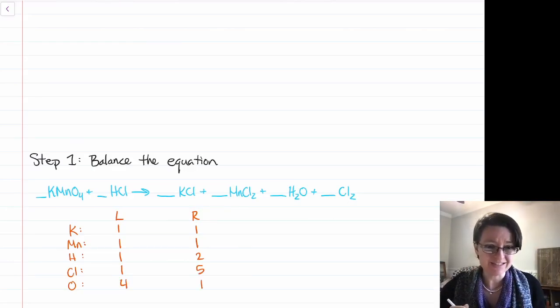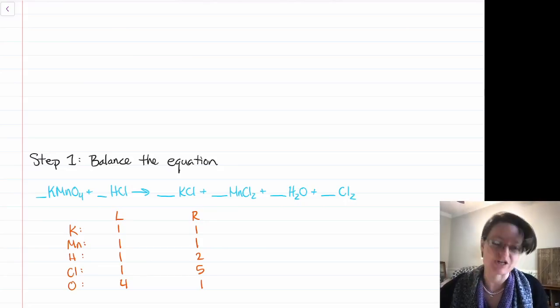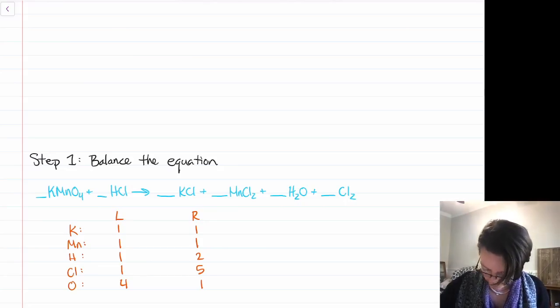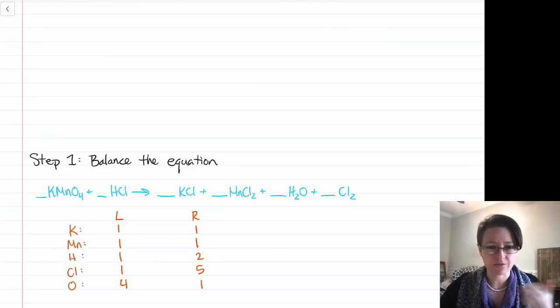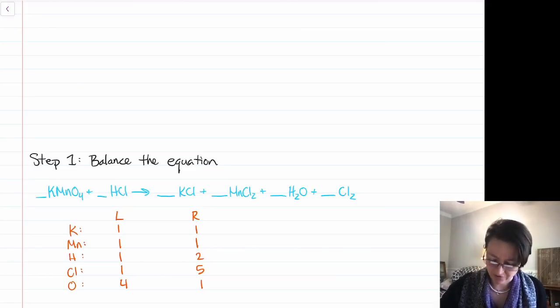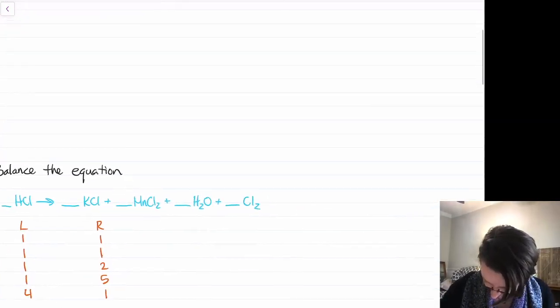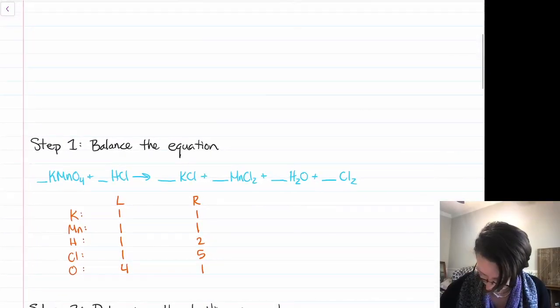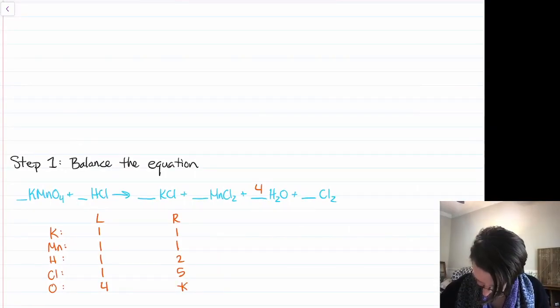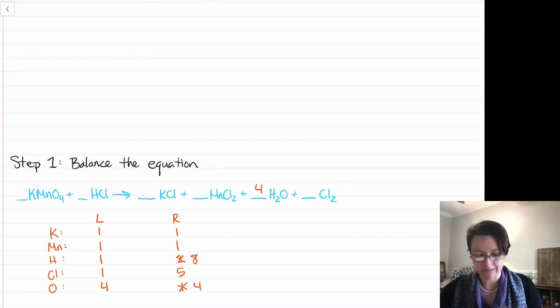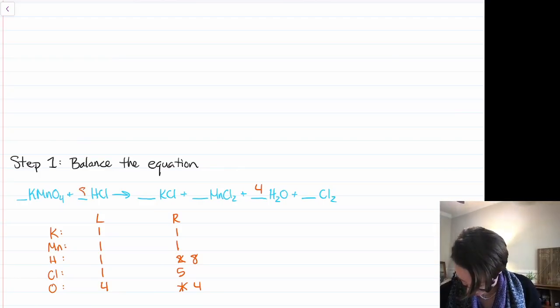So this is probably a pretty challenging balancing exercise. What I decided to do is first start with the oxygens, because I see that on the right hand side there's only one species that involves oxygen. And so if I start off with a coefficient of 4 in this spot, I can successfully fix up the number of oxygens that I have. However, that is also going to change the number of hydrogens that I have on the right hand side. And so my next step is going to be to put a coefficient of 8 in front of the HCl.